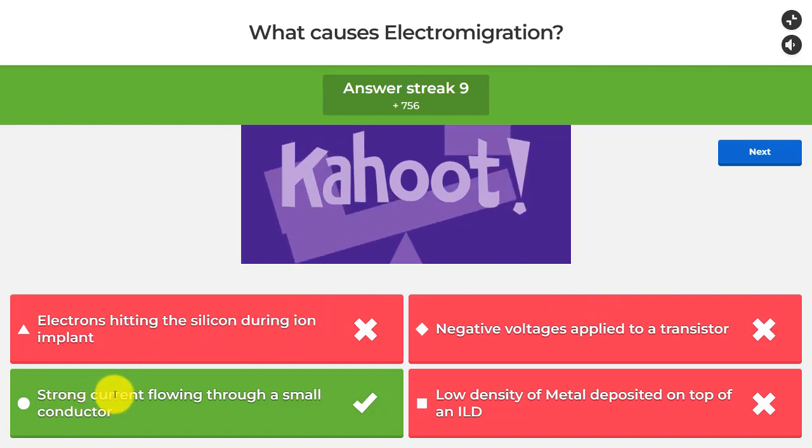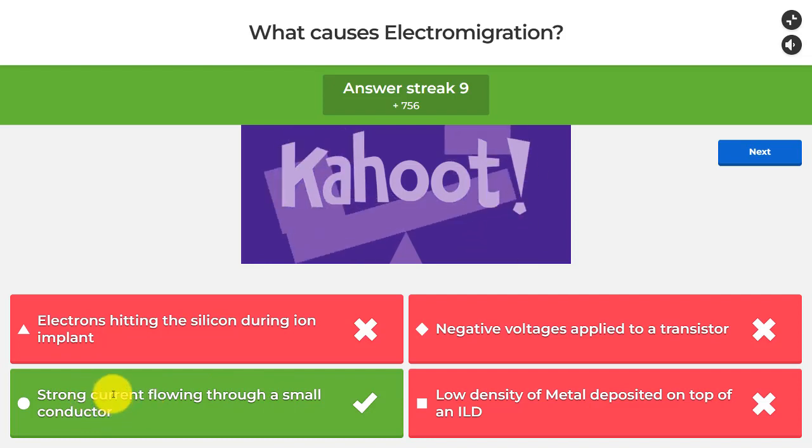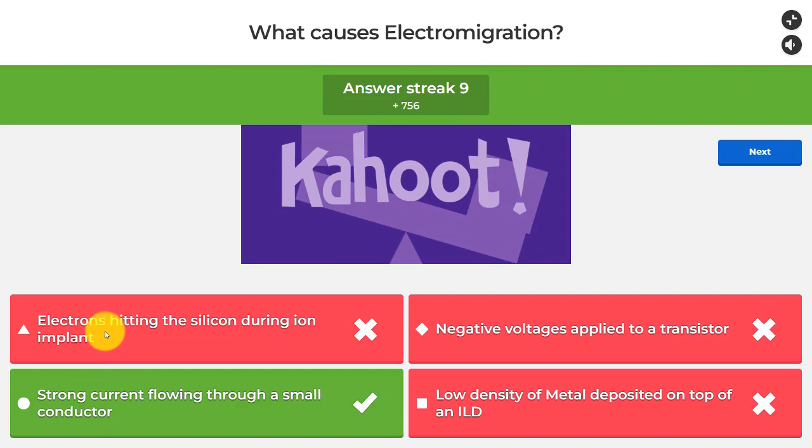We're going to make sure we don't have that much strong current flowing through a small conductor for a long time by making the resistance low, making the conductance real high, and that way we reduce the current density. Okay. The other things were just kind of wrong.